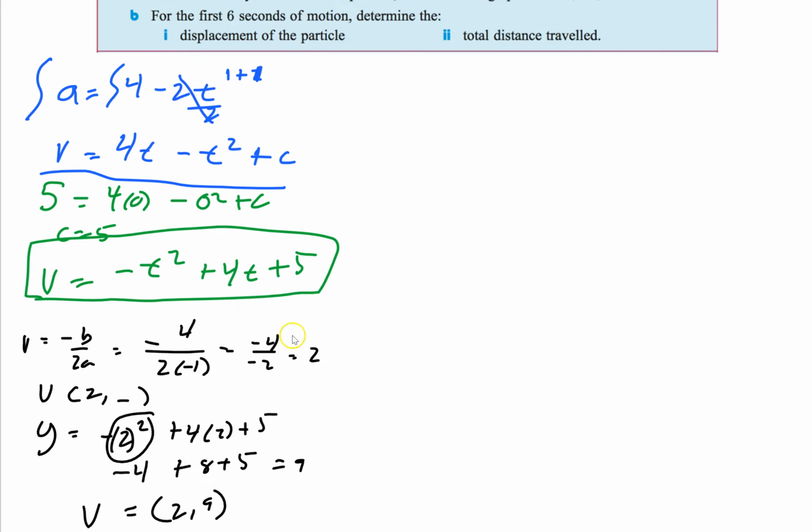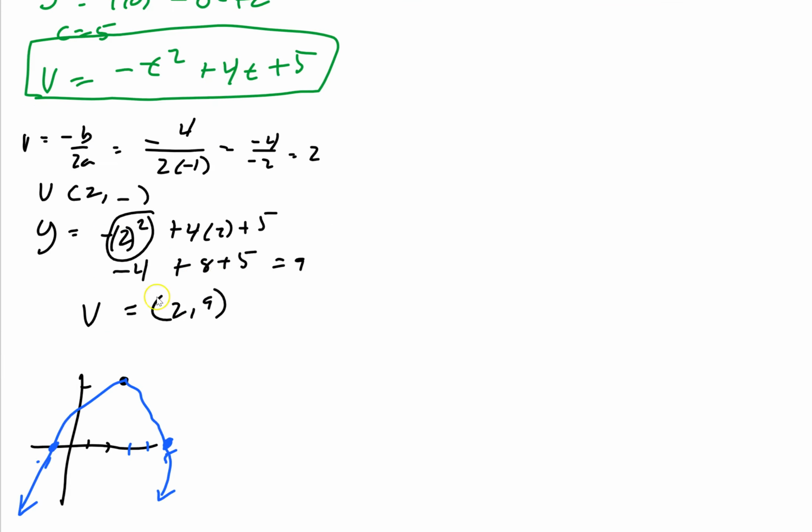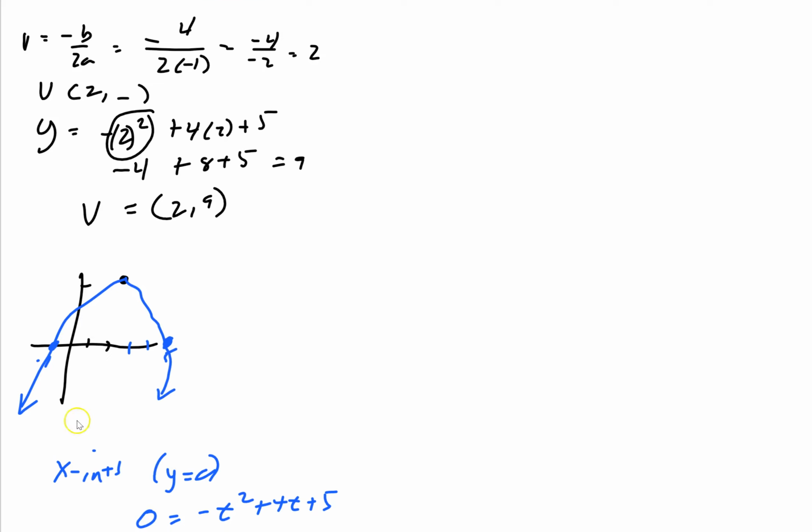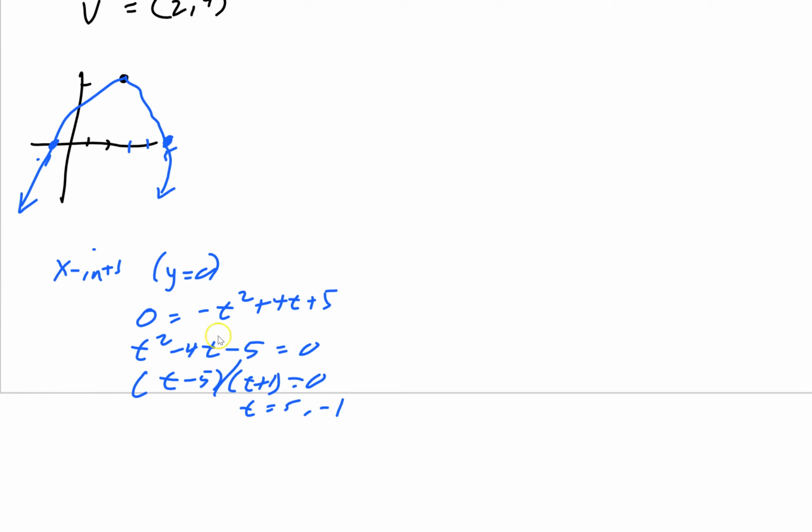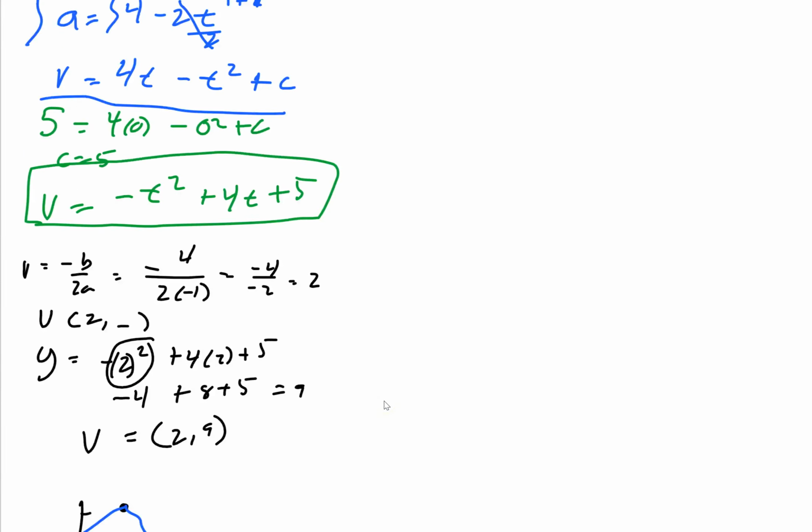So, I found my velocity equation. Then they wanted me to graph it, so I found the vertex and I put it in. I'm pretty sure they wanted me to find the vertex. We're going to need that in a sec. The x-intercepts, because we're going to need that in a second. So I just did it. Now let's go on to B.